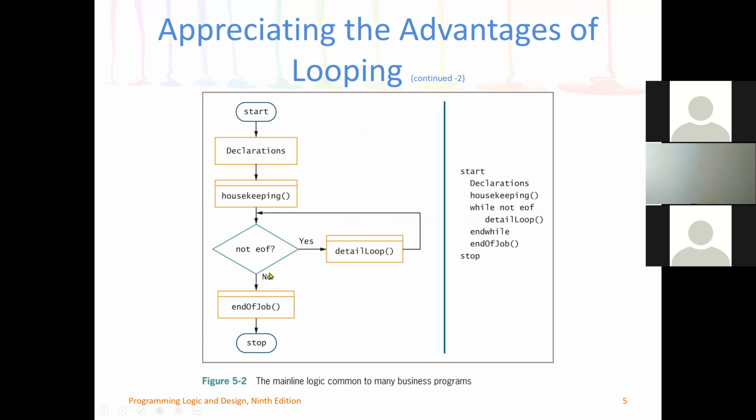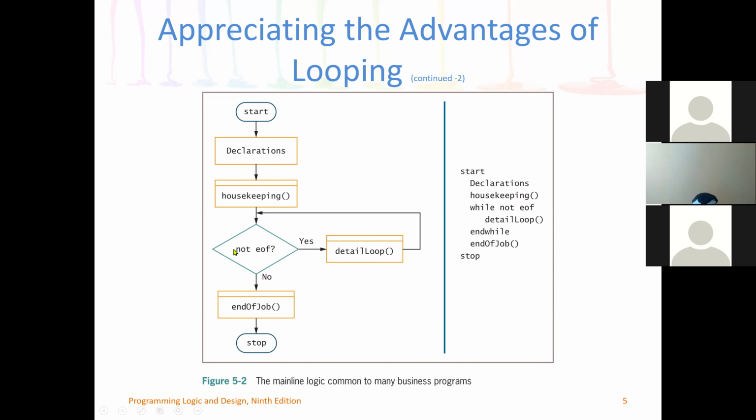So we have a flow chart here. Let's go through this step. We can see where we have the condition, that's where our loop is. So first we have a declarations. This will be declaration of different variables we need for the program. Then we have a function called housekeeping. Maybe this will print some statements, some instructions for us.